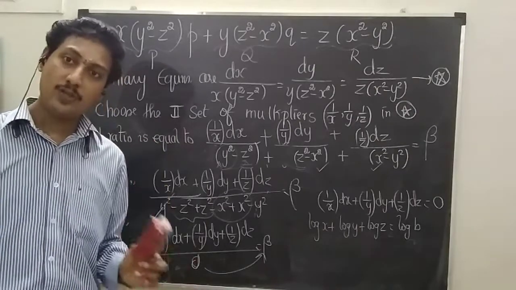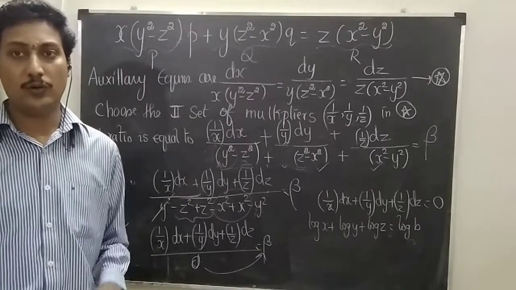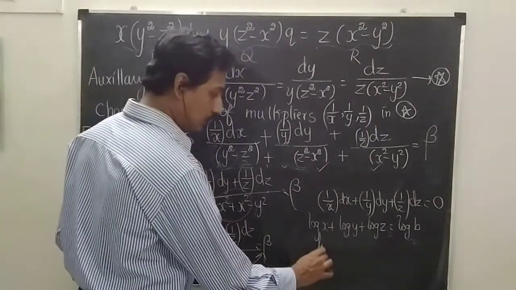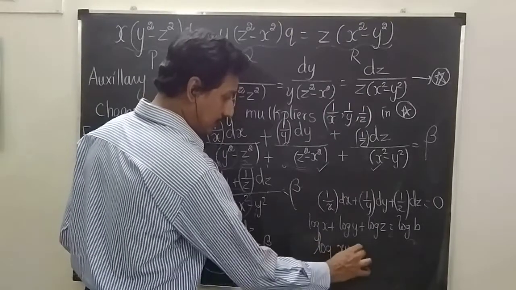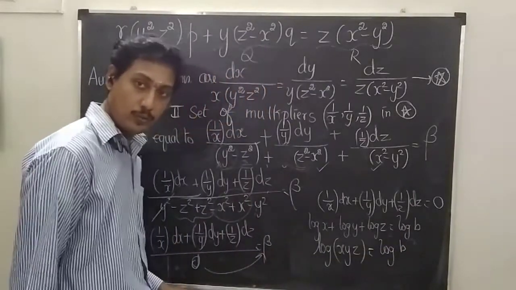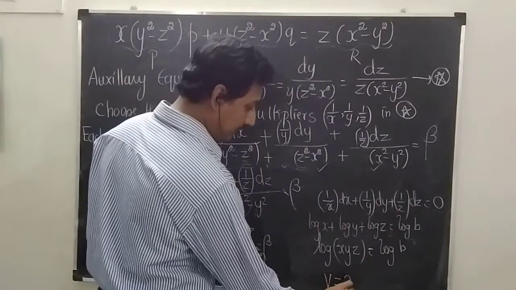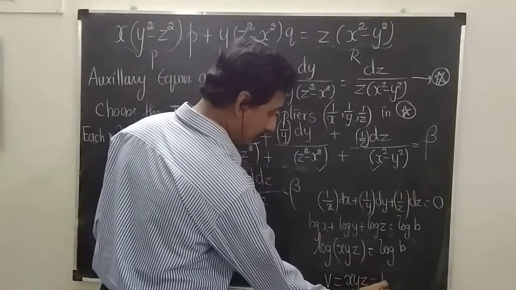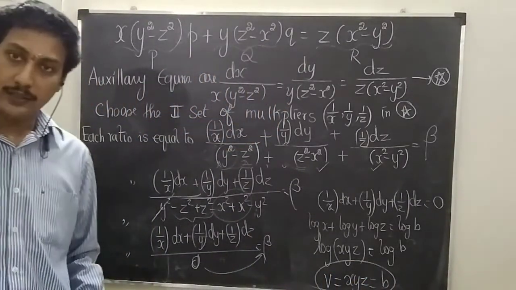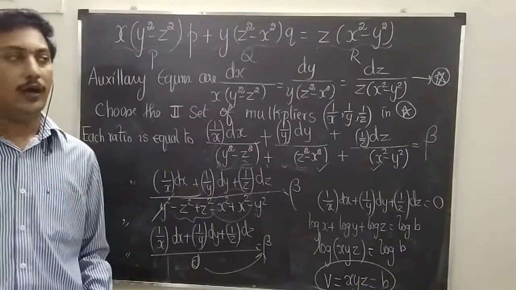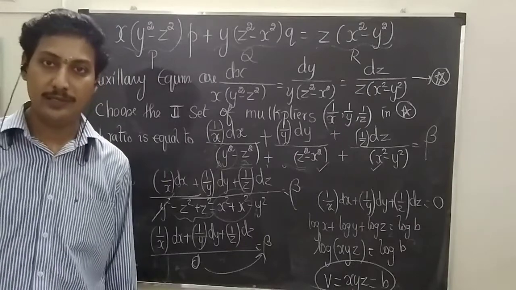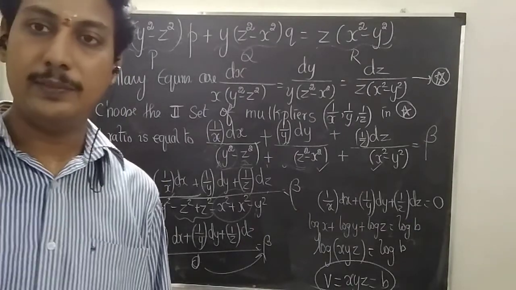Now, what is log m plus log n? Log m plus log n is equal to log of m into n. Here log x plus log y plus log z is known as the addition theorem on the logarithmic side. So it is log of xyz is equal to log b. After cancellation of log on both sides, we get a second independent solution: xyz is equal to some constant b. So this is the way to find the general solution of Lagrange's linear equations by using the method of multipliers technique. Thank you.